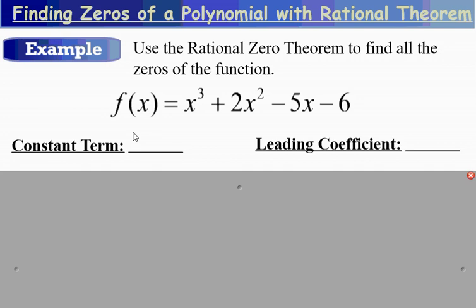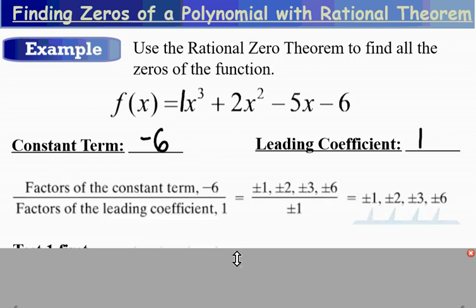So here we go. I know that instead of checking all of them, they must be of the form where the numerator is a factor of the constant term, which is -6, and the denominator must be a factor of the leading coefficient, which is a 1, which means my roots must be of the form where the numerator is either a 1, a 2, a 3, or a 6, positive or negative, and the denominator is a 1.